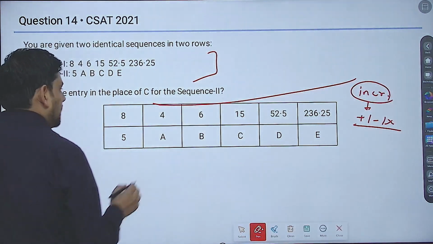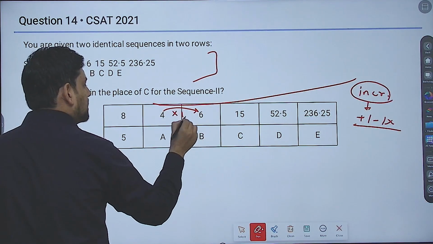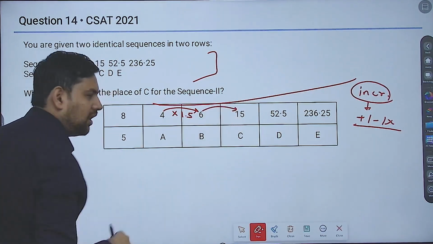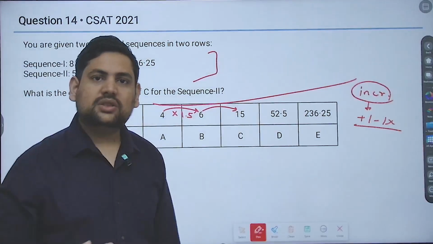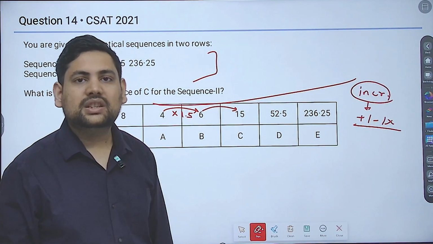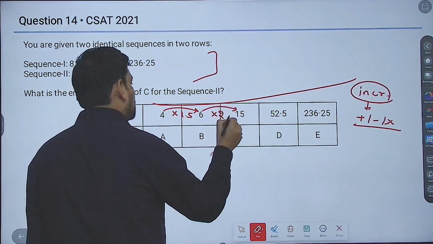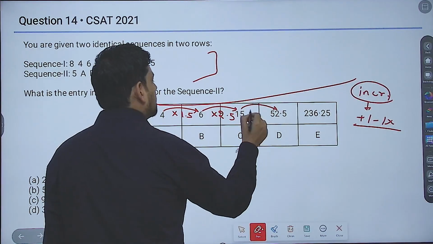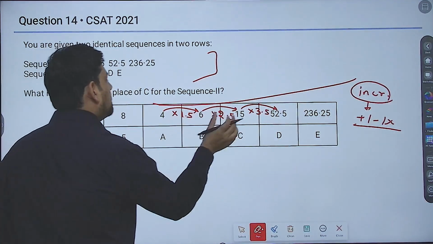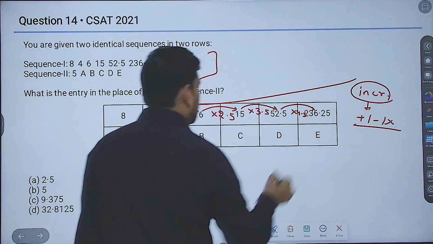Now see, 4 to 6, how can you reach from 4 to 6? This is multiplication by 1.5. Then 6 to 15, how do you reach from 6 to 15? 6 to 12, plus half of 6 which is 3. So 12 plus 3 is 15. So this is actually multiplication by 2.5. Then next is multiplication by 3.5. By the pattern you understand: 1.5, 2.5, 3.5. Next will be multiplication by 4.5.